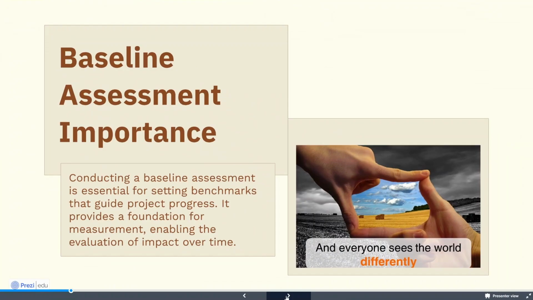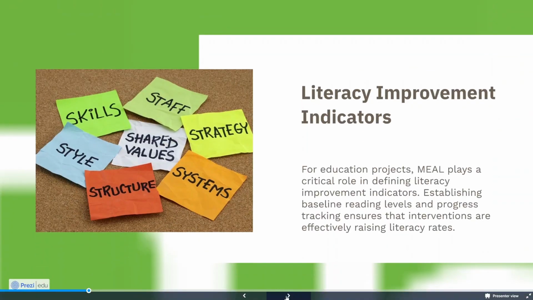Baseline assessment importance. Conducting a baseline assessment is essential for setting benchmarks that guide project progress. It provides a foundation for measurement, enabling the evaluation of impact over time. For example, let's look at literacy improvement indicators. For education projects, MEAL plays a critical role in defining literacy improvement indicators, establishing baseline reading levels, and progress tracking ensures that interventions are effectively raising literacy rates.